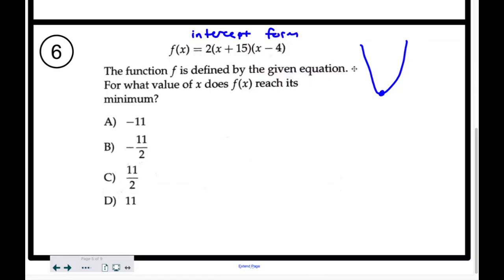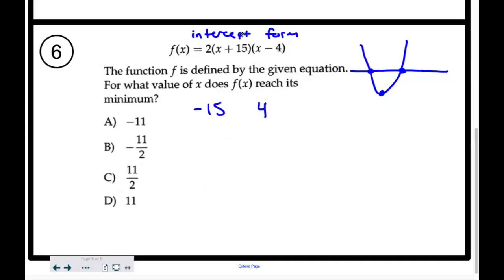So imagine you get your intercepts, and even though I didn't draw very well here, the vertex is going to be halfway between the intercepts because a parabola is symmetrical. All right. And something that's halfway in between two other points is simply the average. So my x-intercepts are where what makes each of these zero. So that is negative 15 and positive 4.